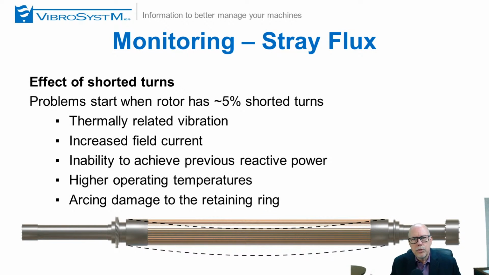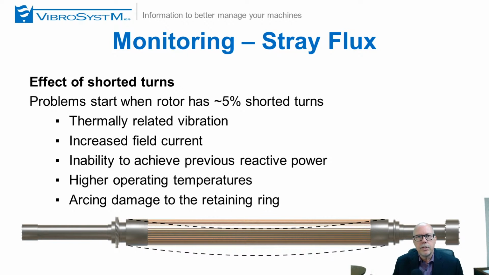Problems usually start when the rotor has at least 5% shorted turn. In some cases it can be much more, but usually we don't see any issues until you reach that 5% level. The vibration is caused thermally. It's not magnetic. It's not because you have an uneven distribution of flux. The issue is that if you have shorted turns, you'll have spots on the rotor that will be hot and some spots that will be cold. And that delta in the temperature causes the rotor to bow, to bend somewhat, to change shape.